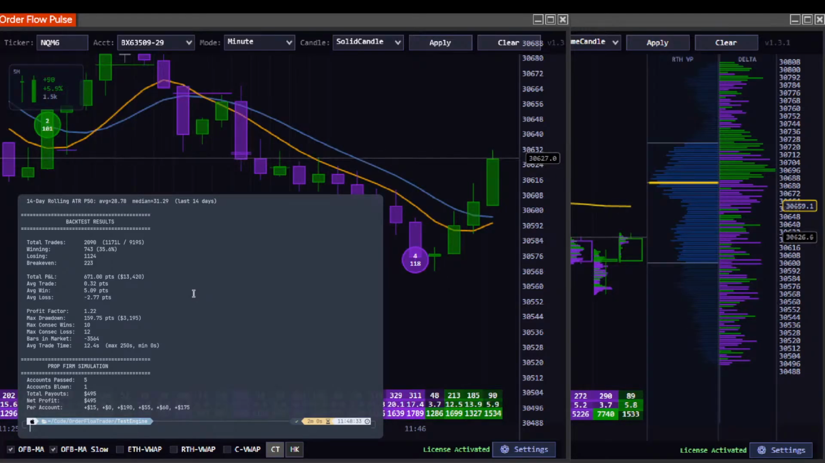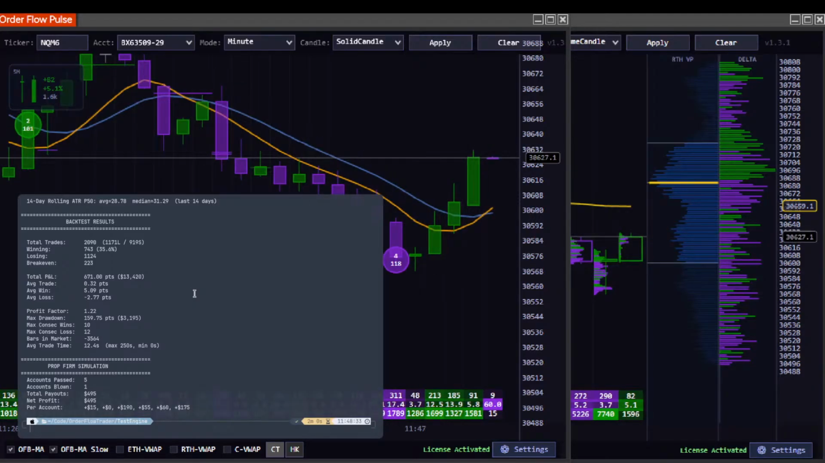$105 on micros, which after commissions would be like $1,000. It only traded for like an hour, I think, not even an hour because I had it turned on and off. I think the first 30 minutes, the market was going nuts, man, so I just had to shut it down.